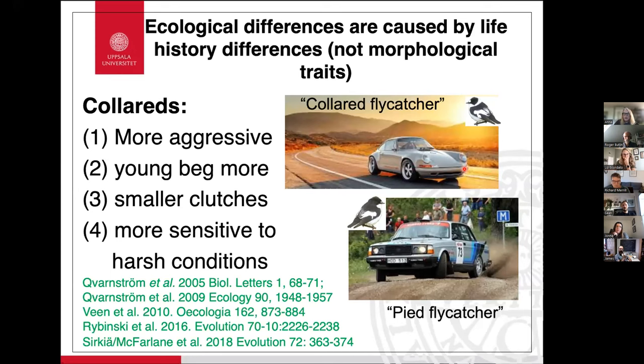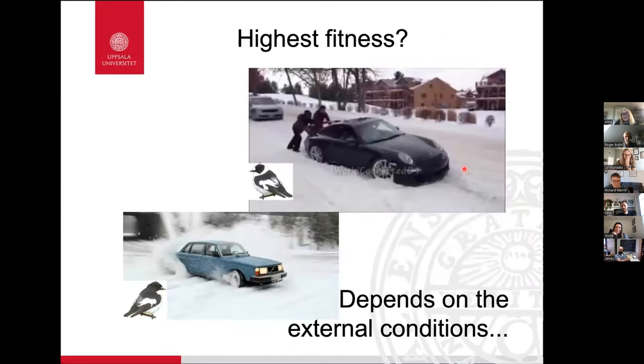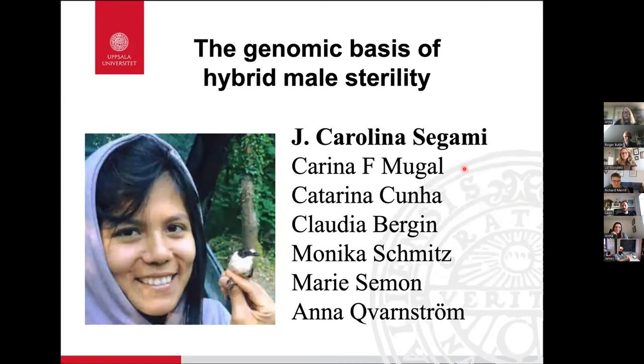And to simplify, we can view collared flycatchers as a Porsche, and pied flycatchers as a more sturdy Volvo. And when I ask people what car they would prefer if they want to win a race, the right answer would be that it does depend on the conditions experienced. But today I will talk about the genomic basis of hybrid incompatibility, or hybrid sterility, in these flycatchers.